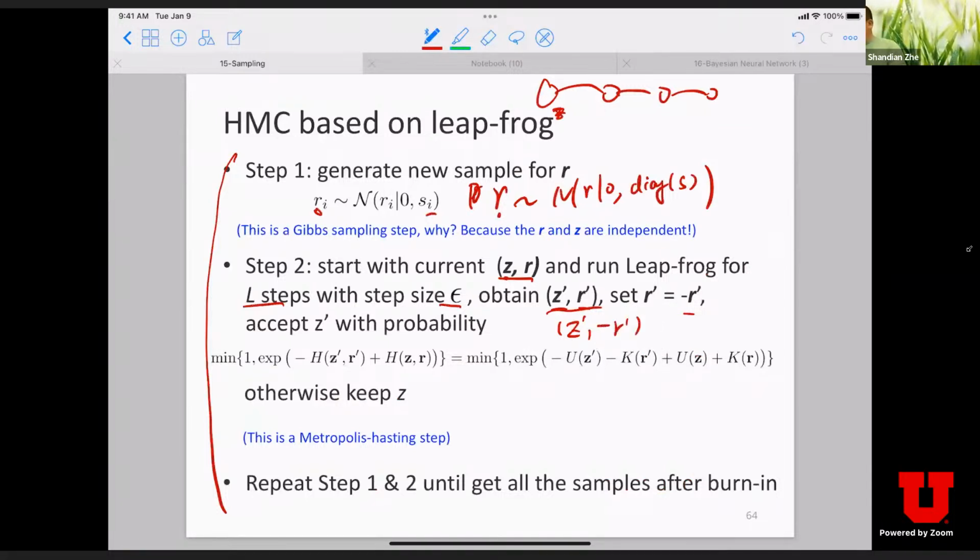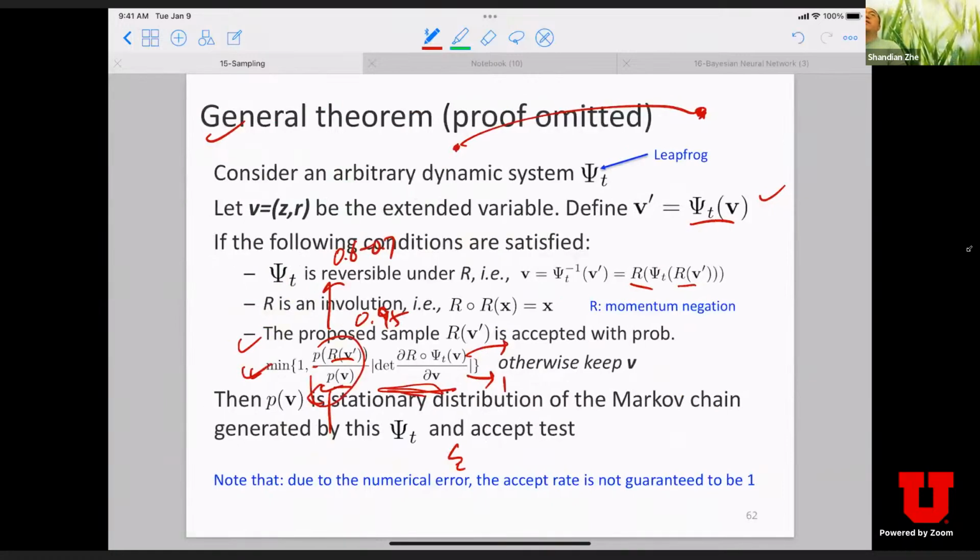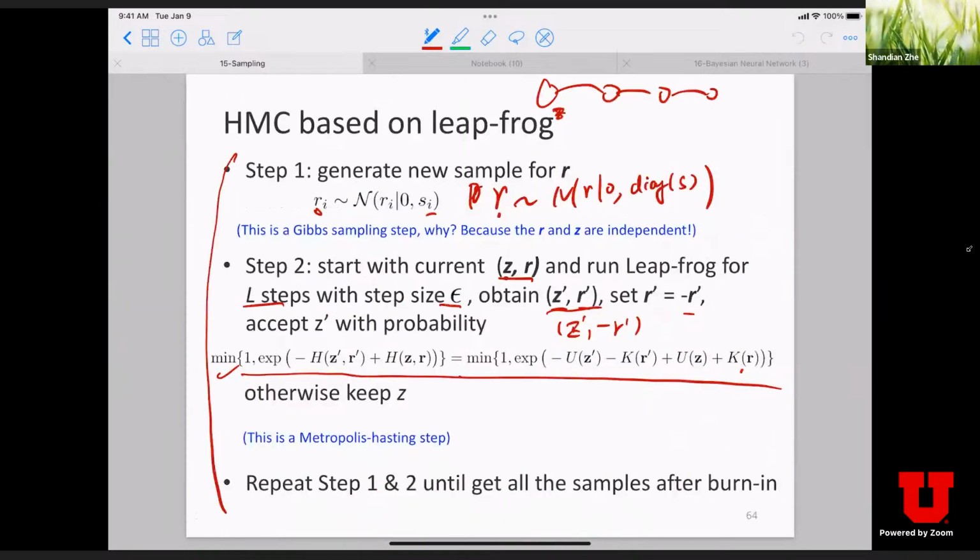Okay. Then I'm going to run this acceptance test, right? That means we accept my sample proposal with this probability. So remember for the Hamiltonian system, even for the leapfrog, the Jacobian term is 1, right? It's just the ratio of the target distribution evaluated at the proposal and the target posterior distribution evaluated at the initial or original state, right? So that's how we get here, right?